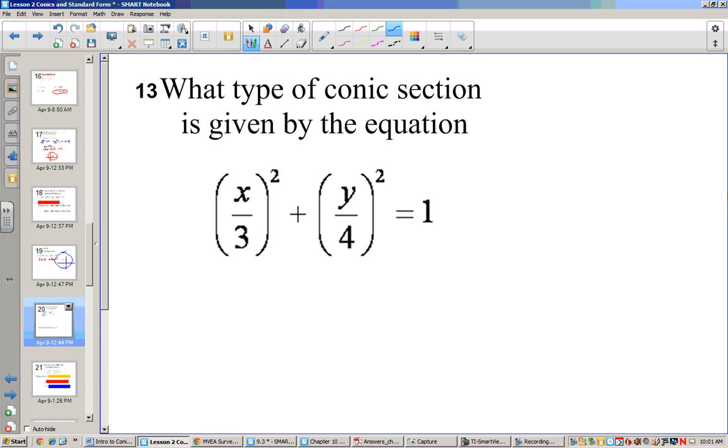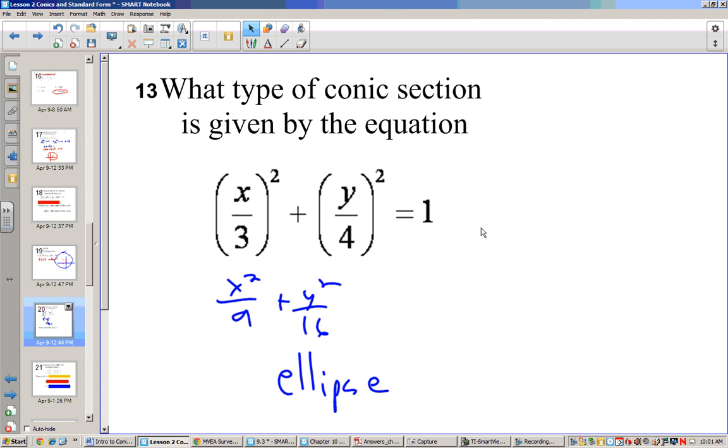Now for this one, what conic section is this? This would be like x squared over 9 plus y squared over 16. They're both positive, but the coefficients are 1/9 and 1/16. So this is going to be an ellipse.